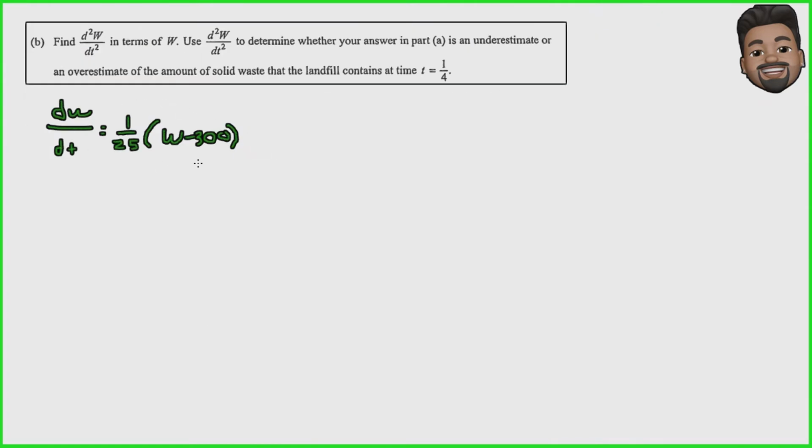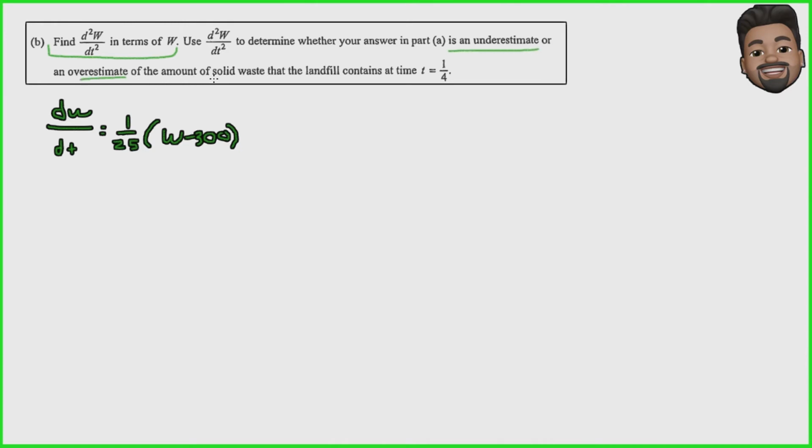Okay, we are now on part B. Part B is a little bit tougher, and I'll show you how to do this problem because I know the answer key probably is not helpful for these types of problems considering how tough they can be. First, we need to find the second derivative of W. So we need to take the derivative of this function, and then use the second derivative to determine whether your answer in part A is an underestimate or an overestimate.